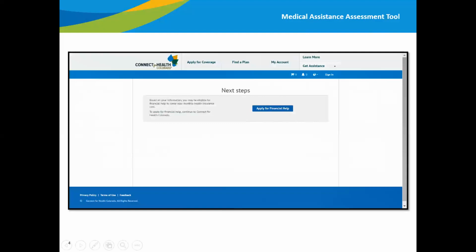So in this example here, the individual's income and household composition place them within the APTC CSR only household range. And so the screen here will direct them to continue to apply for financial help through Connect for Health Colorado. Clicking on the Apply for Financial Help button located on the screen will then take them to the account creation section of the application.